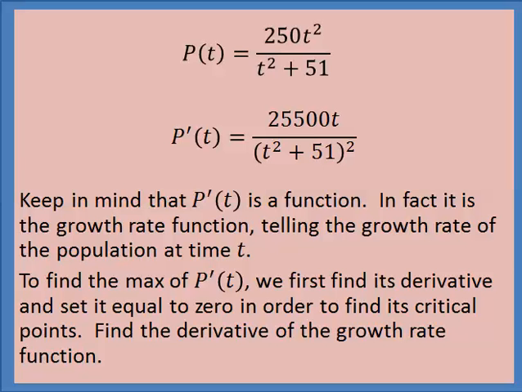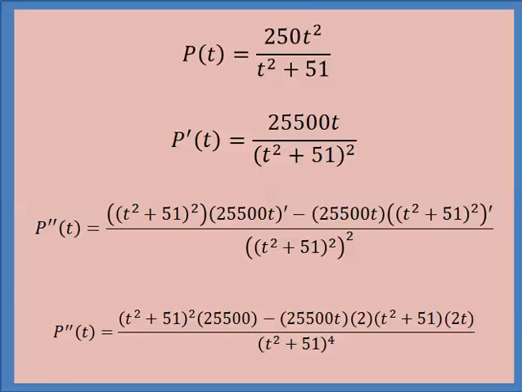In order to find the maximum of p prime, we can use the first derivative test. So what we're doing is finding the first derivative of p prime, which is the second derivative of p. So what we're going to do next is find the derivative of the growth rate function. As I said, the derivative of the growth rate function would be acceleration. So we're looking for p double prime, which is the derivative of p prime. And again, we have to use the quotient rule.